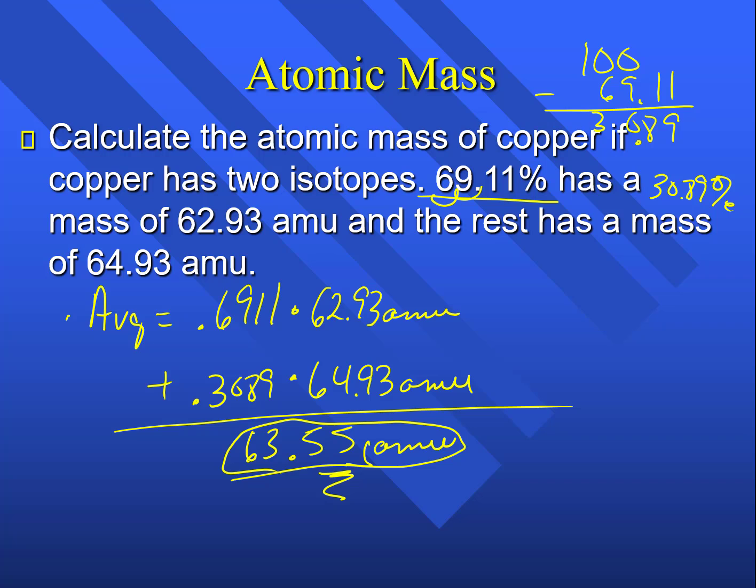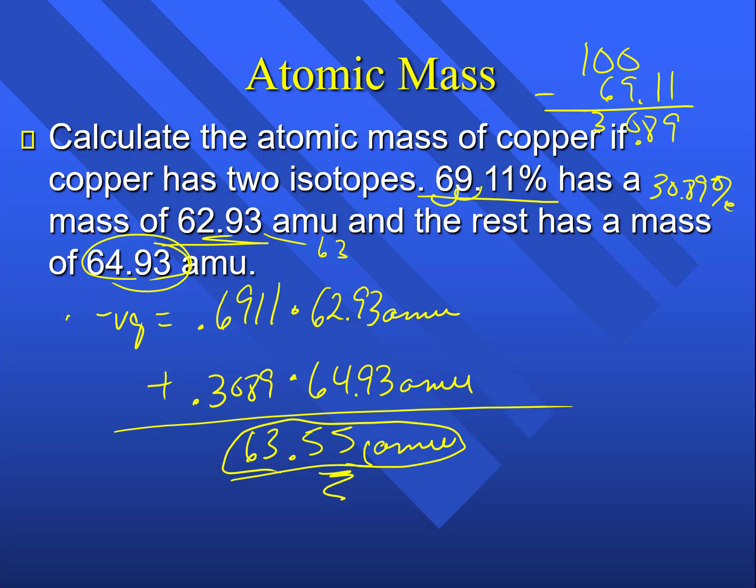Okay, couple things to check. This right here, 62.93, that's really close to 63, isn't it? Because what they're talking about there is copper 63. The mass number is really close to the atomic mass in AMUs. It's off a little bit. So 64.93, then they're talking about copper 65. Now, I got copper 63 and copper 65, but the answer is closer to 63 than 65. It's not right in the middle. It's not copper 64.